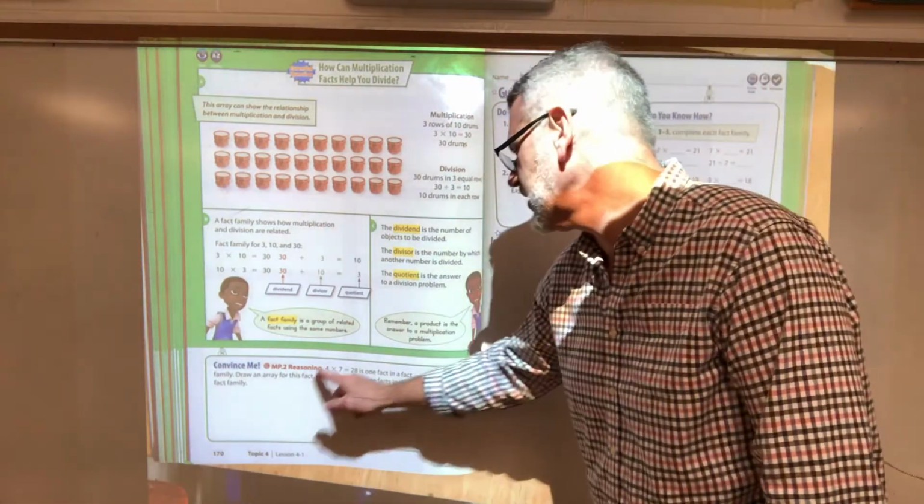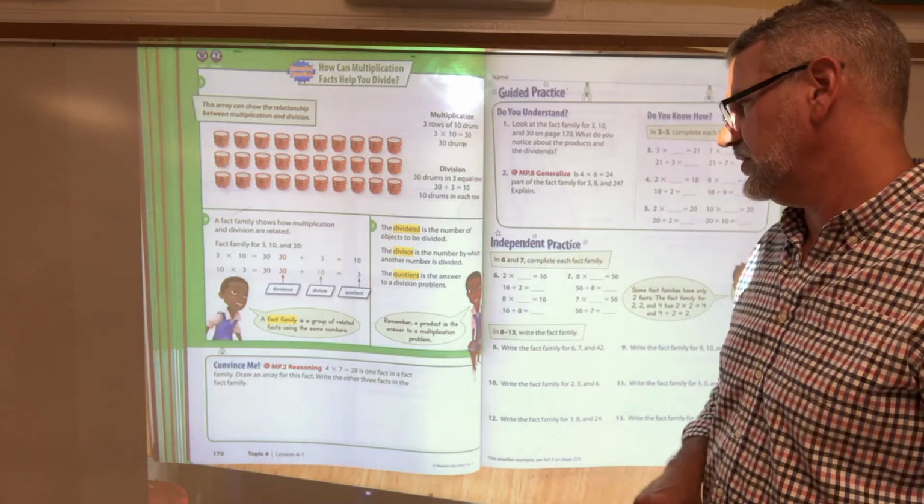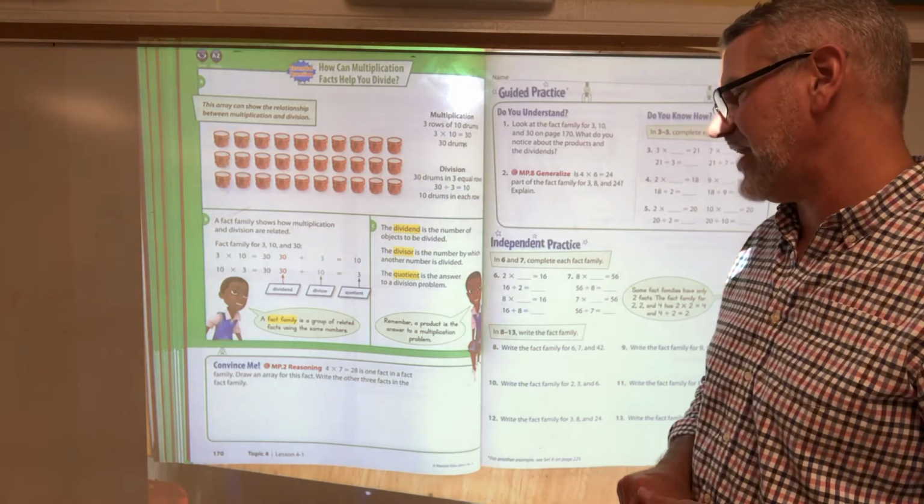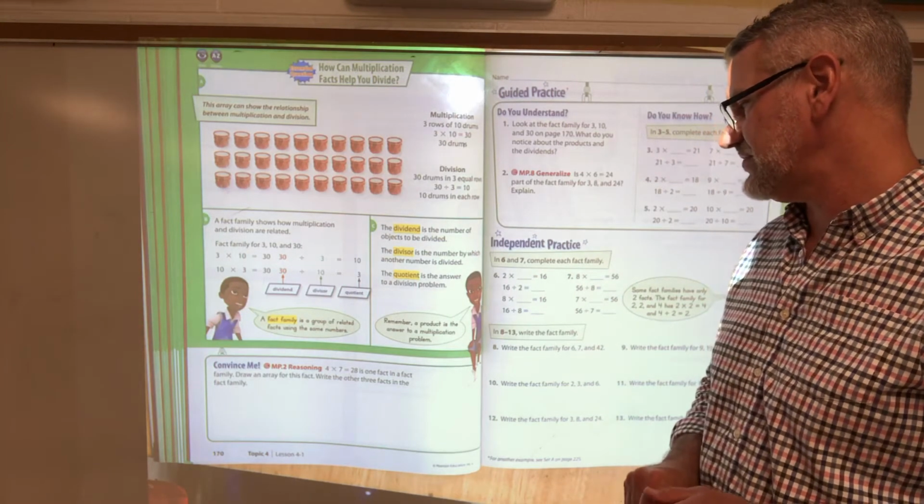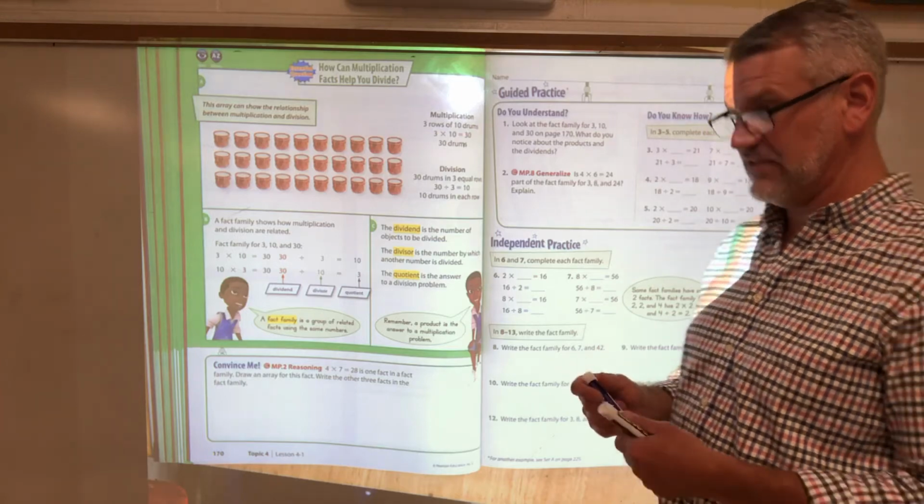Okay, let's look down here. 4 times 7 is 28. One fact in a fact family. Draw an array for this fact. Write the other 3 facts in the family.